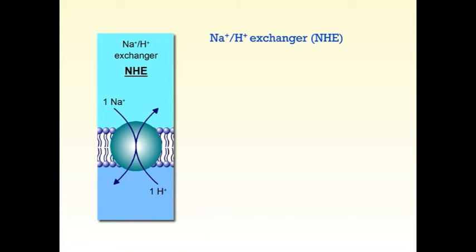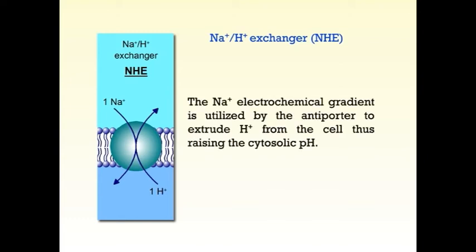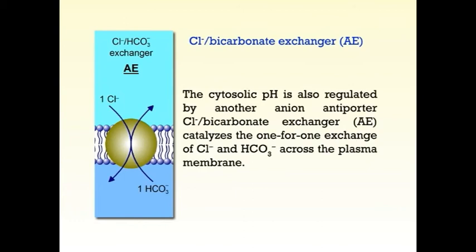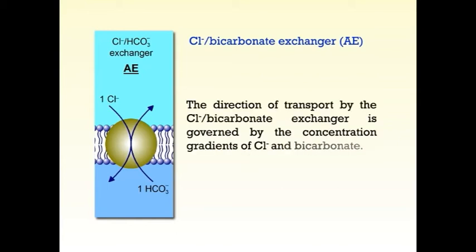Now let's look at the sodium proton exchanger, or the NHE, or you can call it the sodium hydrogen ion exchanger. Here again, the sodium electrochemical gradient is utilized by the antiporter to extrude protons from the cell, thus raising the cytosolic pH. The cytosolic pH is also regulated by another anion transporter. We call it the chloride bicarbonate exchanger, and this exchanger catalyzes the 1-for-1 exchange of chloride and bicarbonate across the plasma membrane.